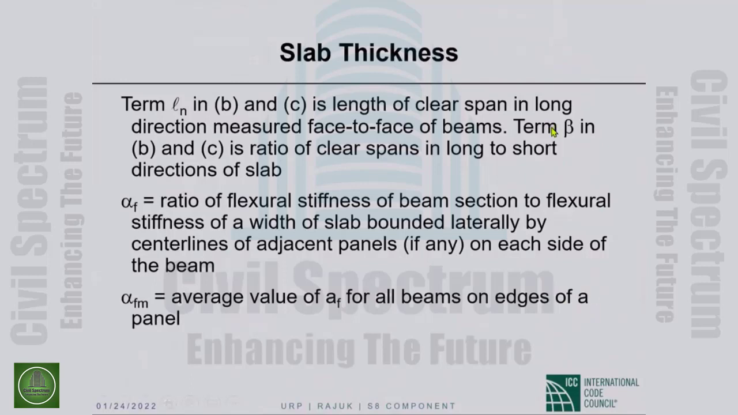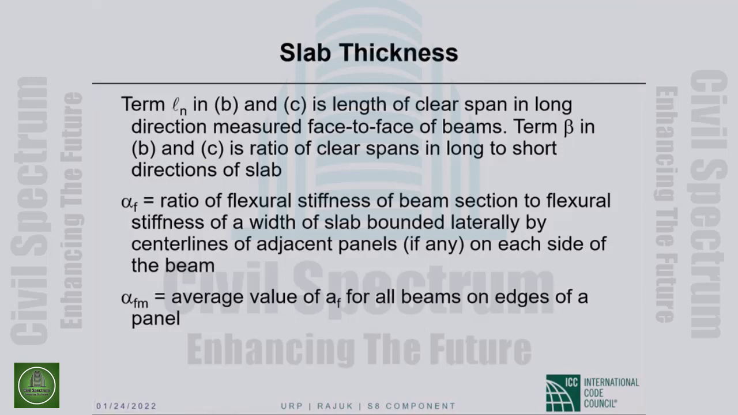Beta is explained here. The term beta in B and C is the ratio of clear spans in the long to short direction of the slab. I said long to short dimension ratio, whatever, this is more exact. Beta is the ratio of clear span in the long to short direction of the slab. Alpha sub f, very importantly, is the ratio of flexural stiffness of the beam section to the flexural stiffness of a width of slab bounded laterally by the center lines of adjacent panels on each side of the beam.